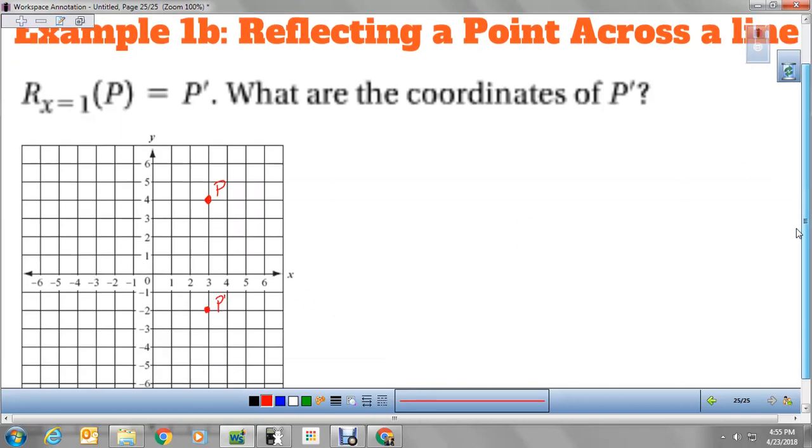So now I want to change things up a little bit. Let's do the reflection across line x equals 1 of point P prime, and that will give us point P double prime. So let's find the new coordinates.